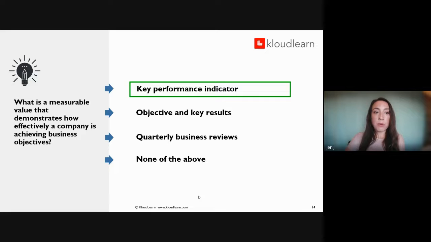What is a measurable value that demonstrates how effectively a company is achieving business objectives? Key performance indicator, objective and key results, quarterly business reviews, or none of the above? This is a key performance indicator.